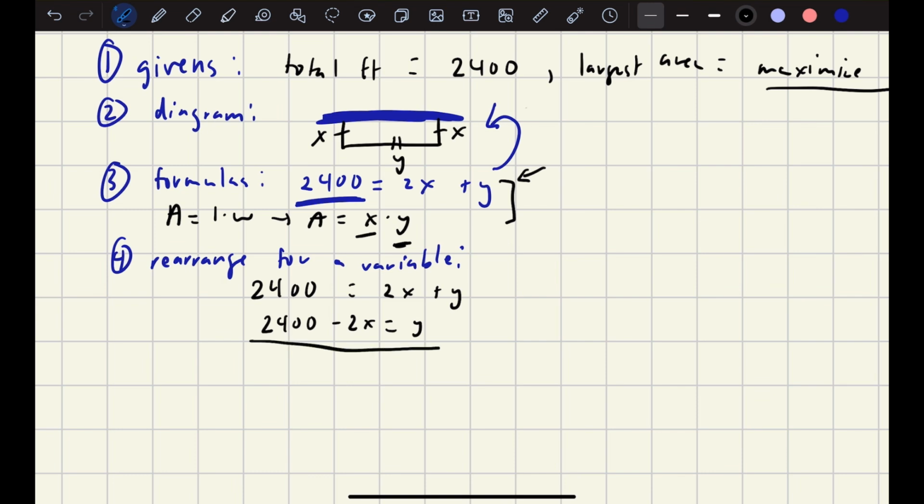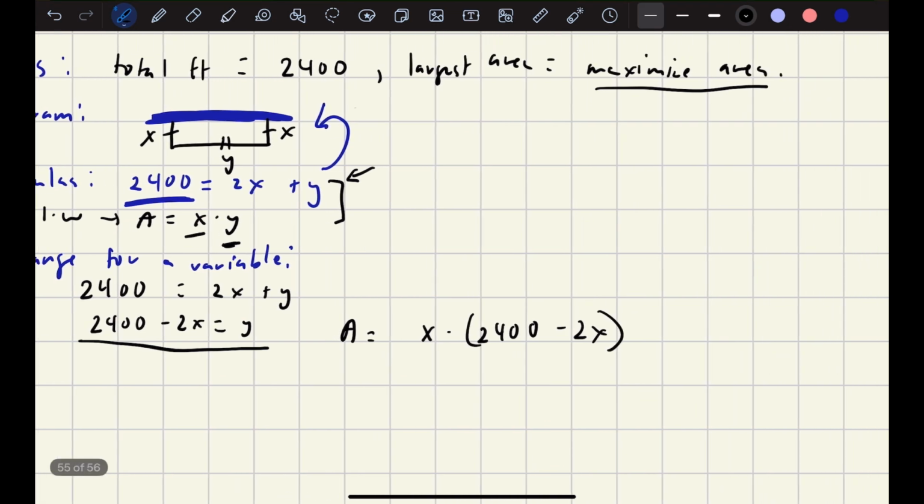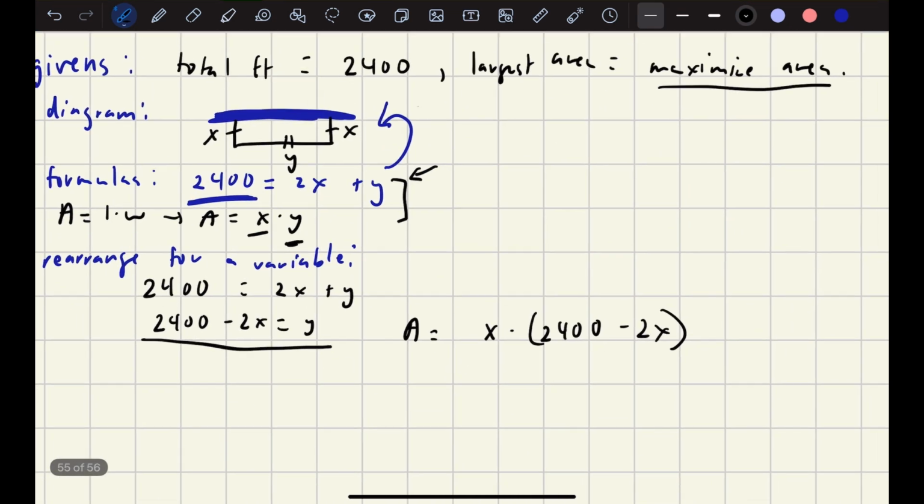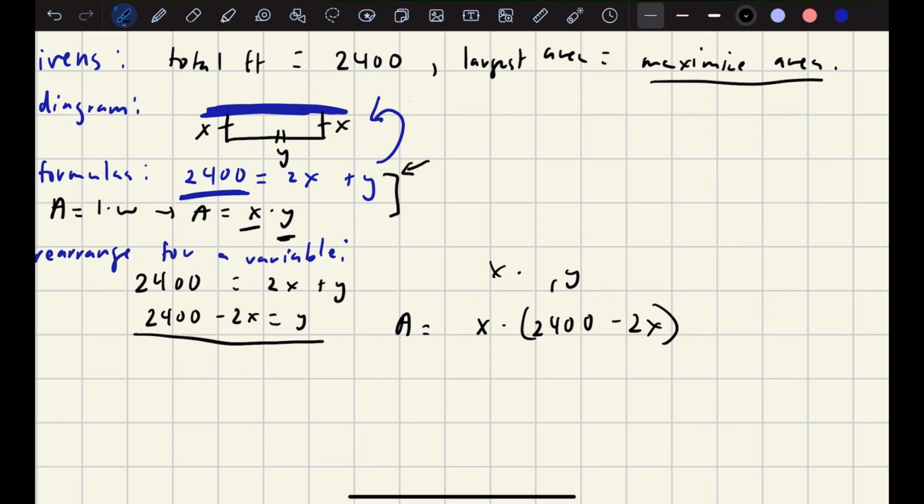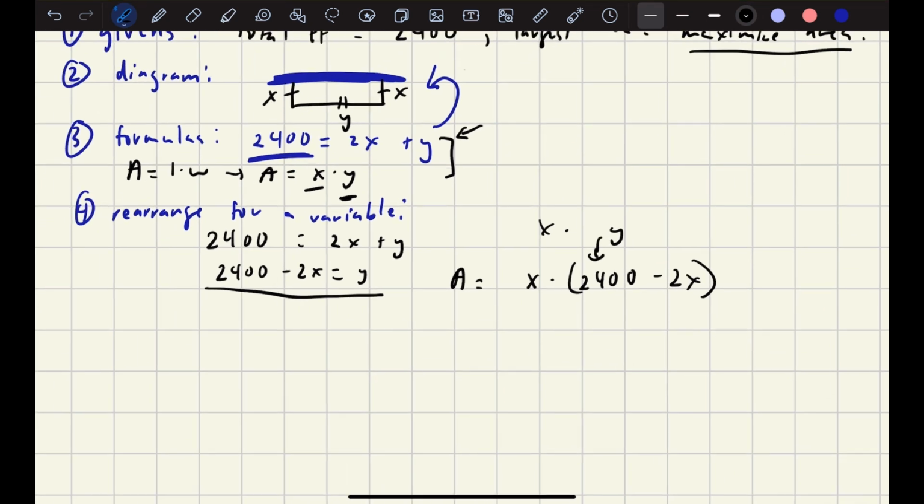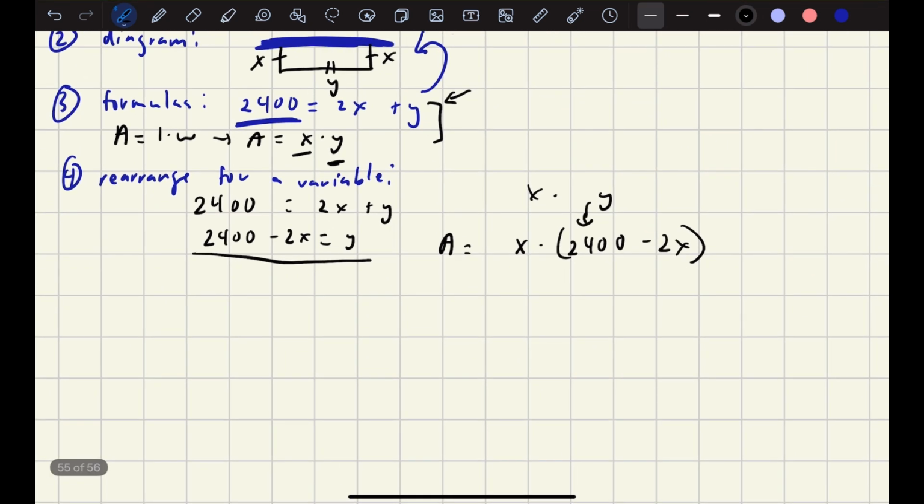So we can plug this back into our area function. So area is equal to x times (2,400 minus 2x). Make sure to put the parentheses around. So before we had x times y, right? Now we substituted this down here. And so now we can expand out. Area equals 2,400x minus 2x squared.